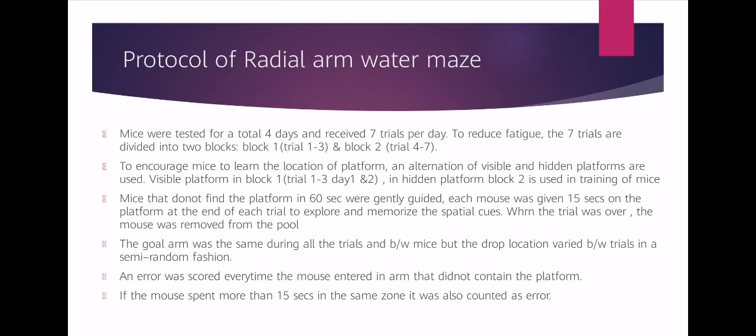To reduce fatigue, the 7 trials are divided into 2 blocks, block 1 and block 2. To encourage mice to learn the location of the platform, an alternation of visible and hidden platforms is used: visible platforms in block 1 and hidden platforms in block 2, used for training of mice. Mice that do not find the platform in 60 seconds were gently guided.